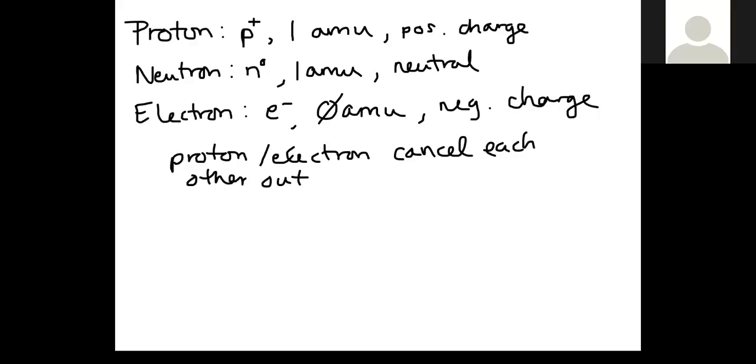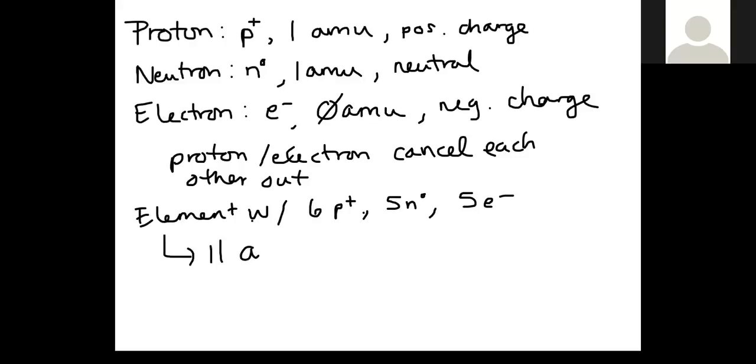So if I have an element with 6 protons, 5 neutrons and 5 electrons. What is, first of all, my mass? What is my mass number in AMU? 11. Because you add the two things that actually have significant mass, which is the protons and the neutrons. So that's 5 plus 6. That's 11 AMU.